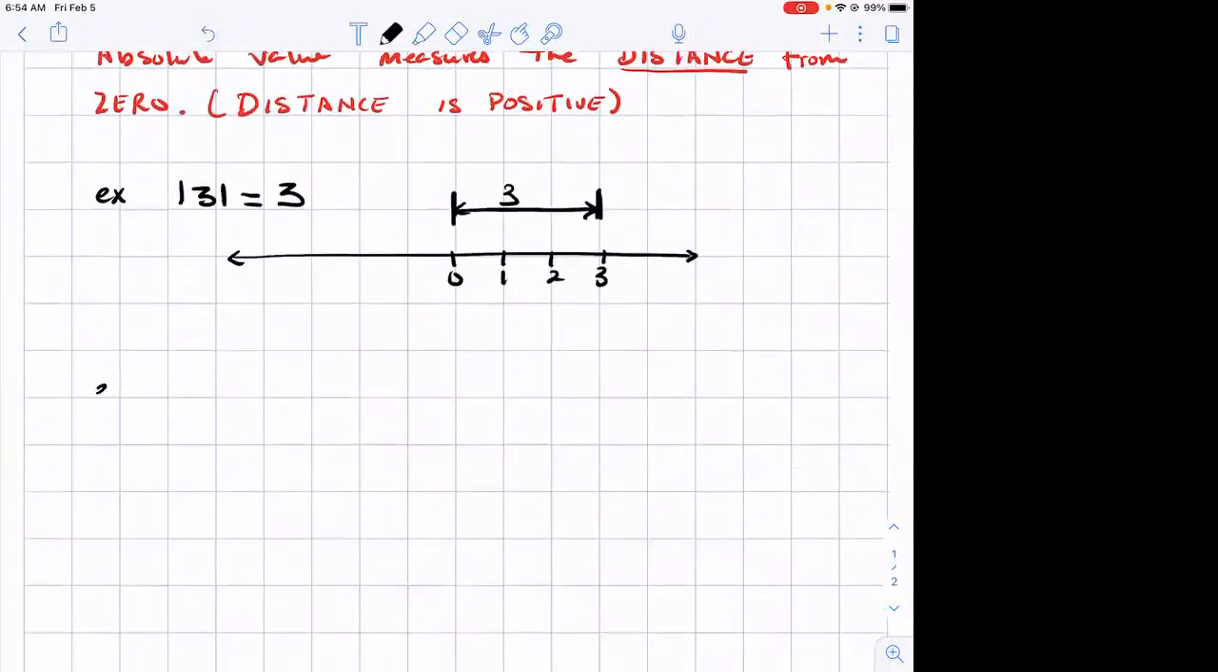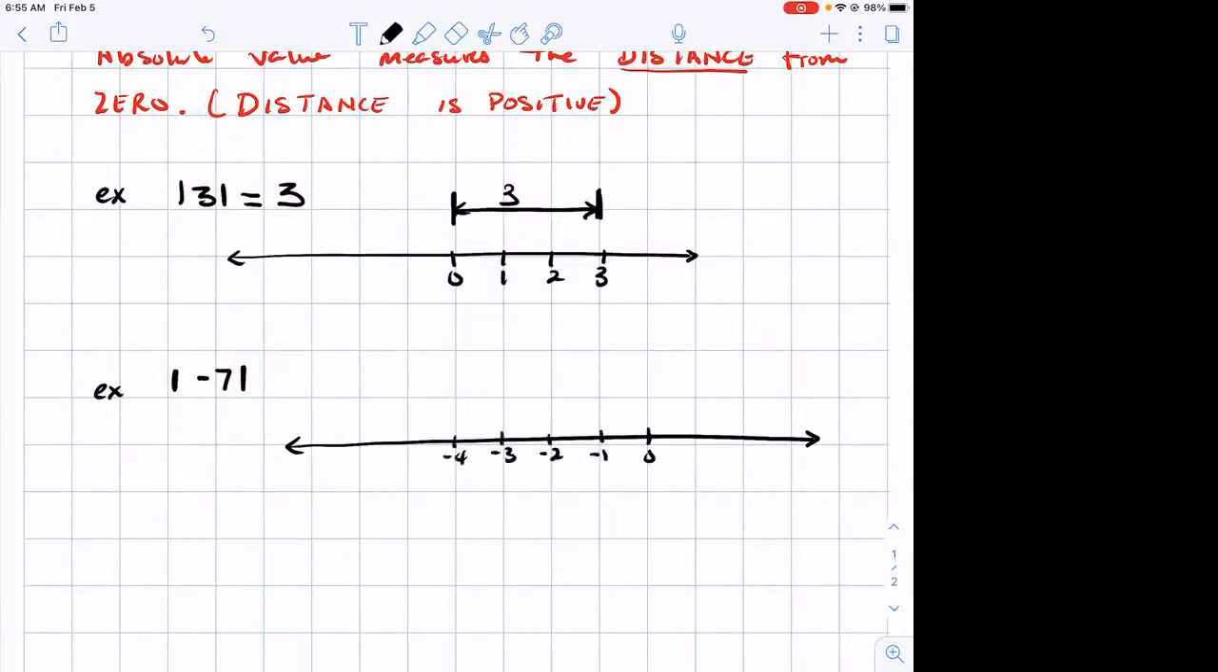How about if we look at another example? What's the absolute value of -7? If we look at the number line again, what is the distance from here to 0? Although you're on the negative side, this would be 7 units, not -7. So the absolute value of -7 is also 7.